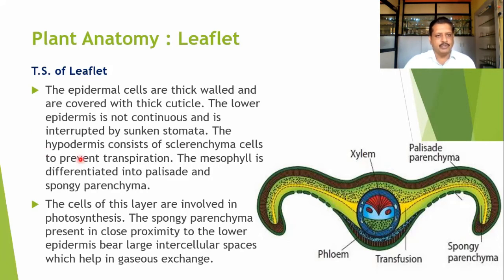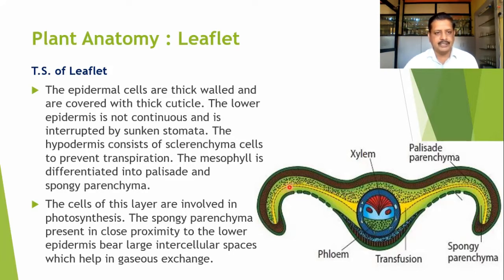This particular hypodermis consists of sclerenchymatous cells to prevent transpiration. So this is the sclerenchymatous zone, which is differentiated with sclerenchymatous cells to prevent the transpiration of water. The mesophyll is differentiated into the palisade cells. So all these dotted lines you can observe. These are the palisade zone.